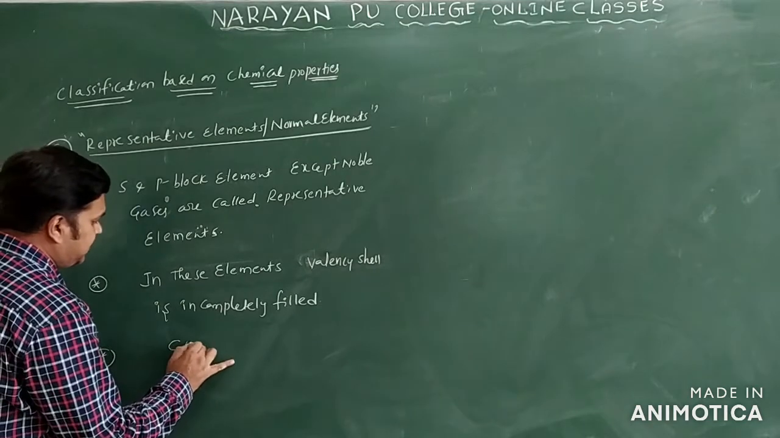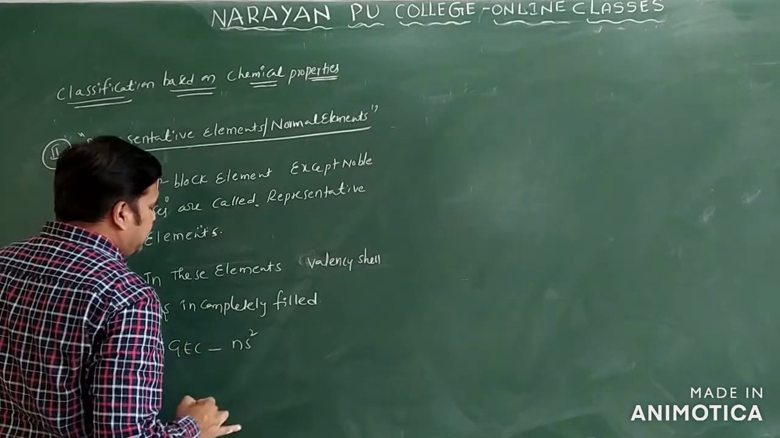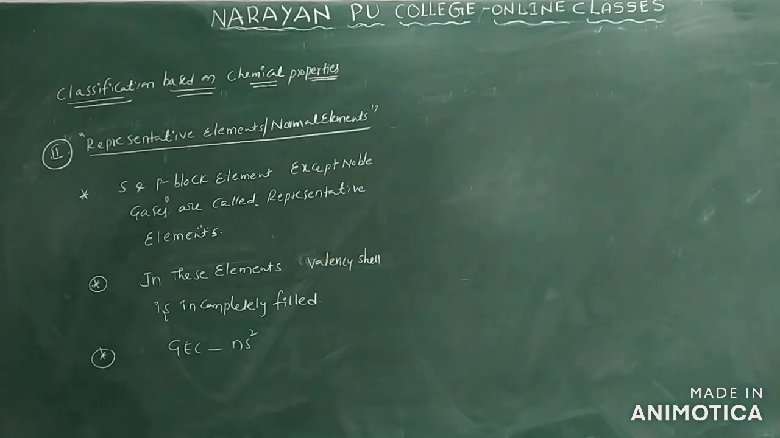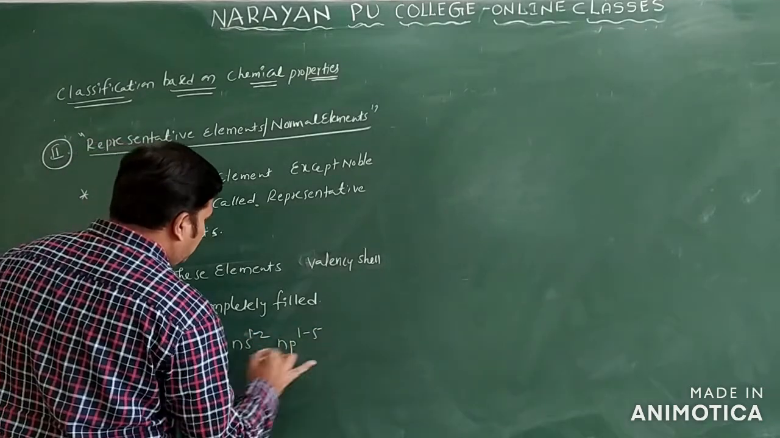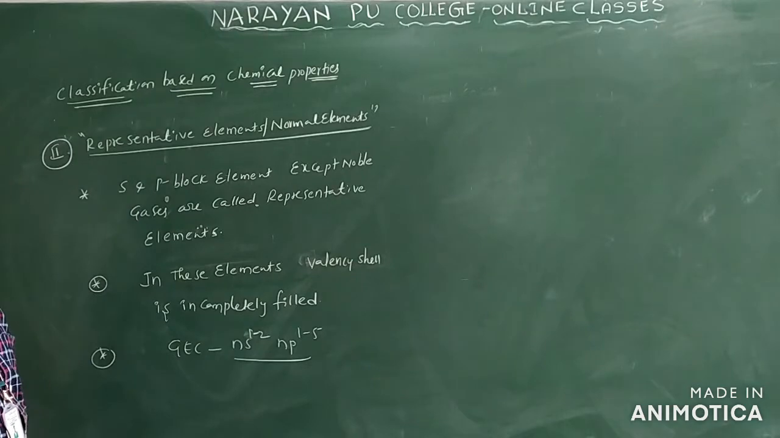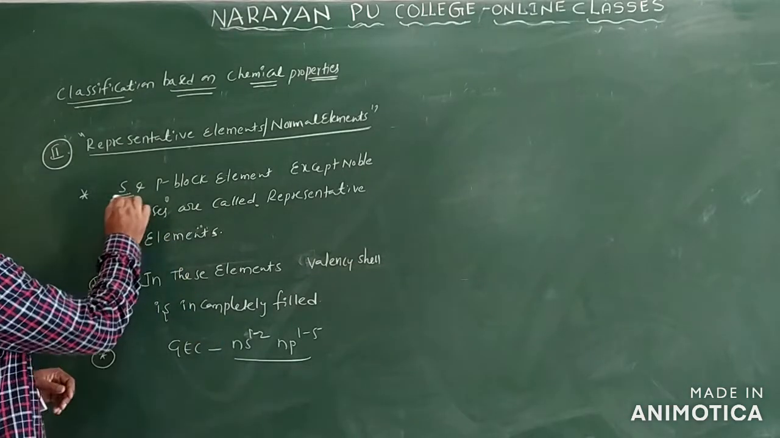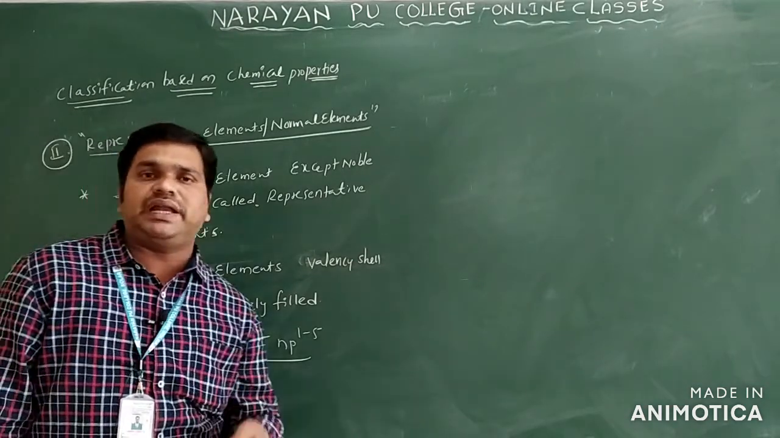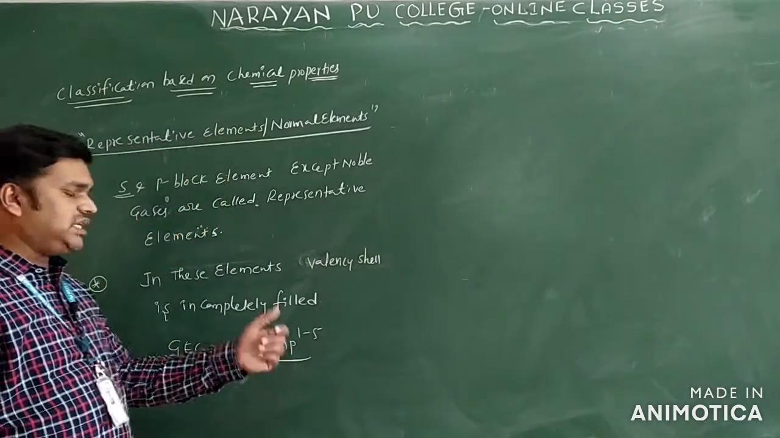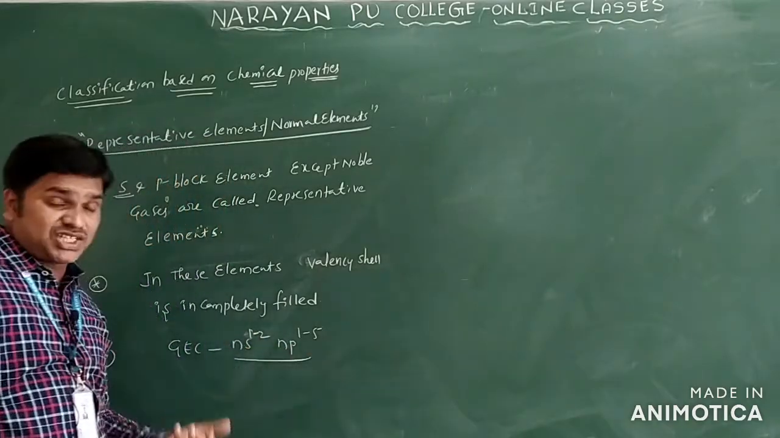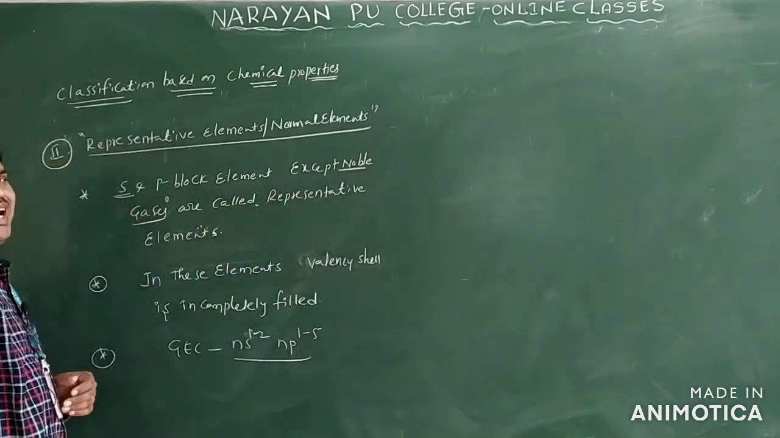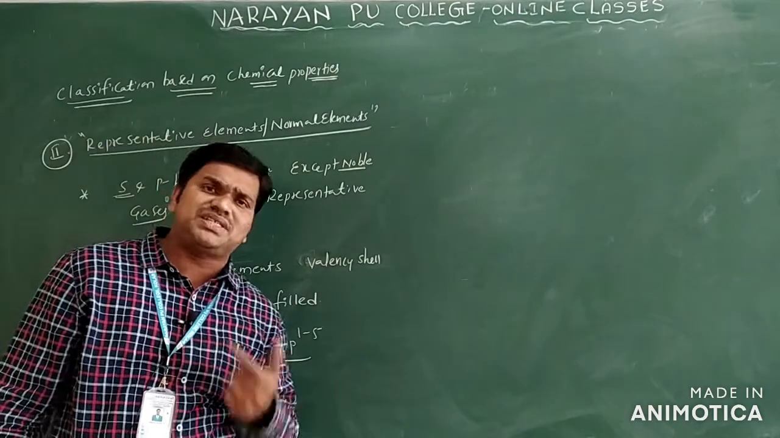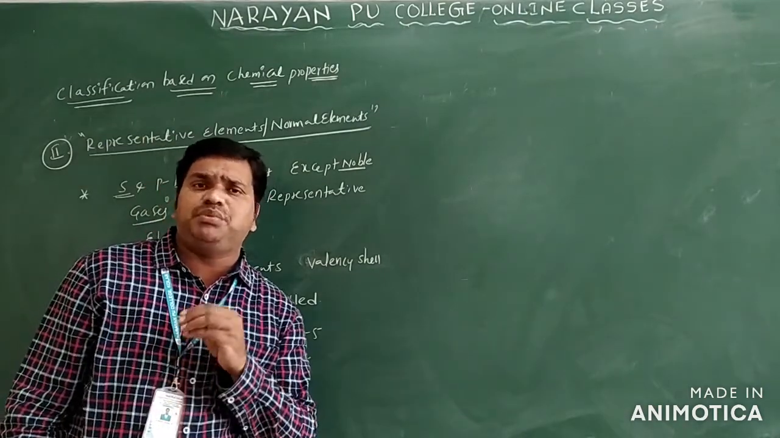What is the configuration? Suppose you want to write the general configuration here, you will write ns1, ns2, and np1 to np5 only. Why are we writing ns1, ns2? Because S block elements are also there. They have ns1 electron and ns2 electron also. Generally we write ns2 np6, but here there is the absence of noble gases only. Noble gases have ns2 np6, but we are not taking noble gases.